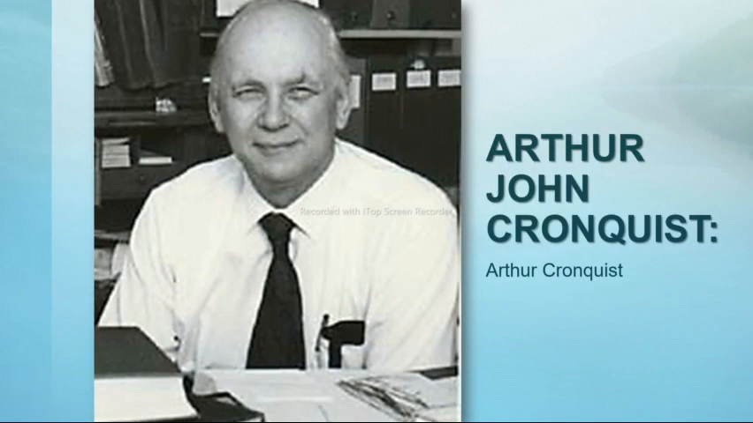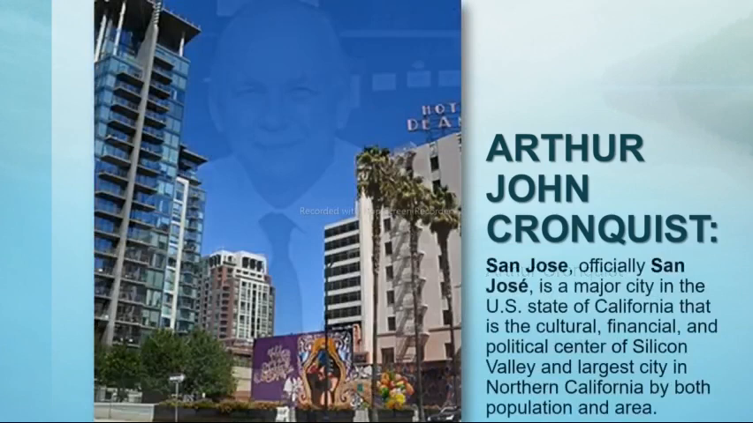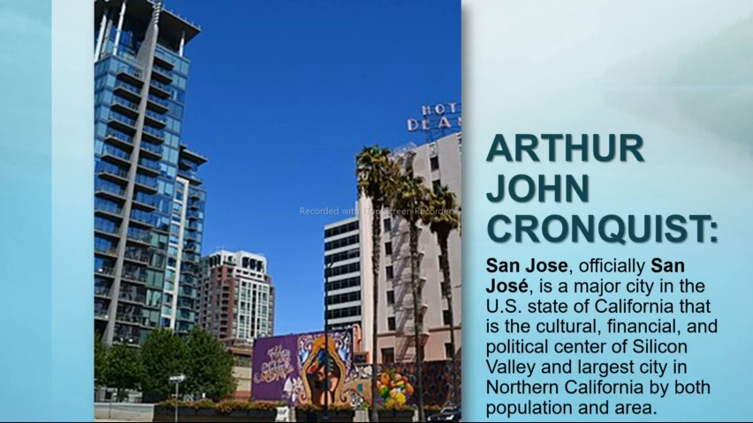So this is Arthur John Cronquist as shown in the figure. So this is San Jose. Officially, San Jose is a major city in the US state of California that is the cultural, financial and political center of Silicon Valley and the largest city in Northern California according to its population and area, as shown in the figure.